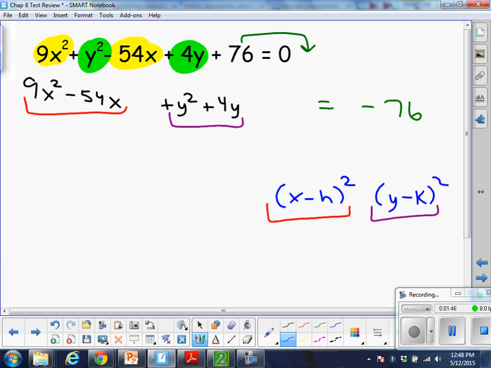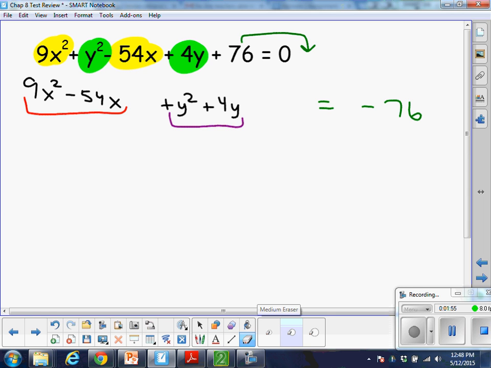Okay, so in this first one, I'm going to go through a little bit more in depth on the completing the square, and then we'll go a little more quickly through the other ones. But for any conic section, you're going to want to do completing the square. It's just the way all the formulas work.